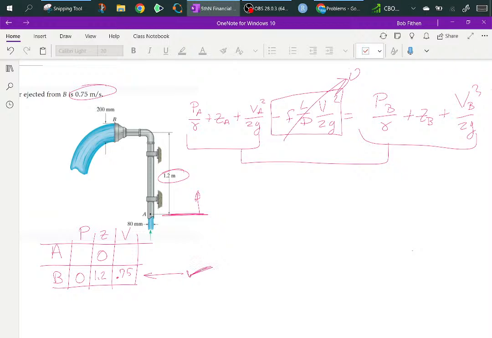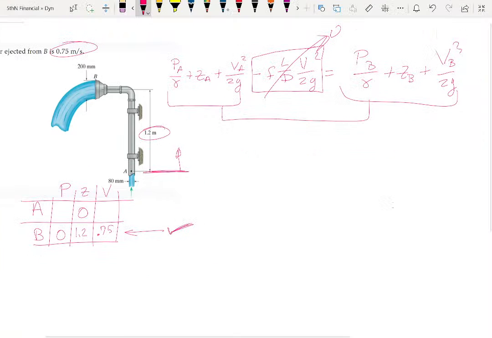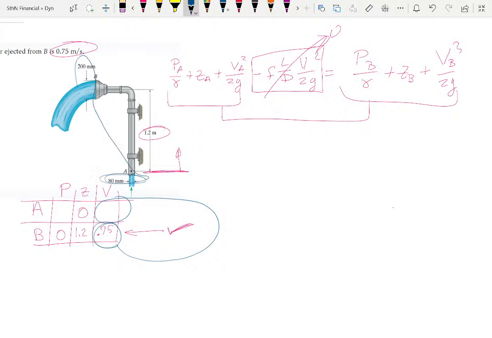What do I not know at A? What I don't know is the pressure and the velocity at A. But one of the things I do have is continuity, which can take me from this one to that one, because I have a diameter here and I have a diameter there. And I'm assuming those are diameters. Showers and pipes are usually round. If they're different, they should tell me they're different.